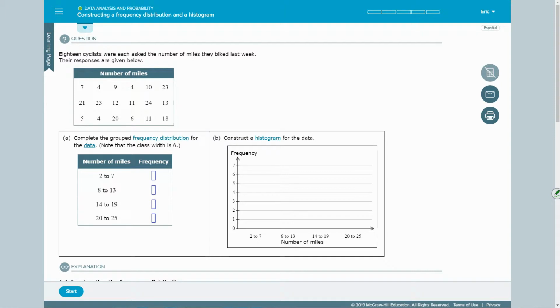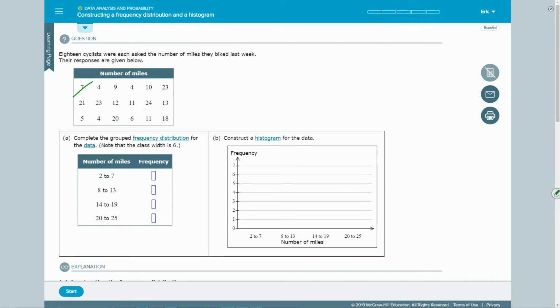So when they say the class width is 6, that means between 2 and 7 are 6 numbers. I have 2, 3, 4, 5, 6, 7. That's 1, 2, 3, 4, 5, 6 numbers. That's what it means by class width. So all we're doing is counting the number of miles between 2 and 7 in this list.